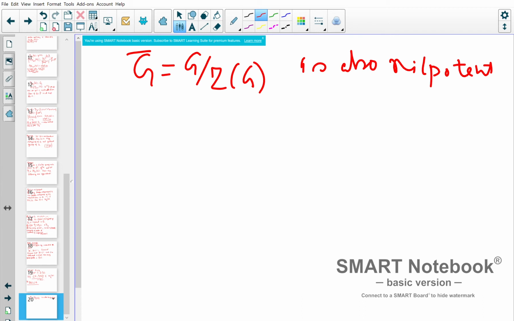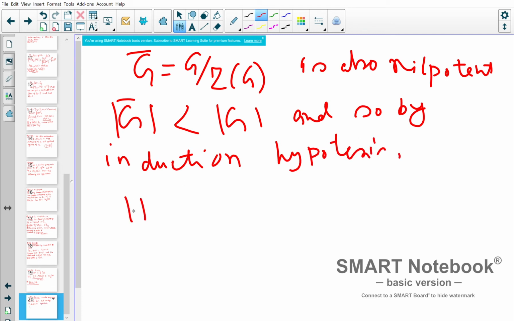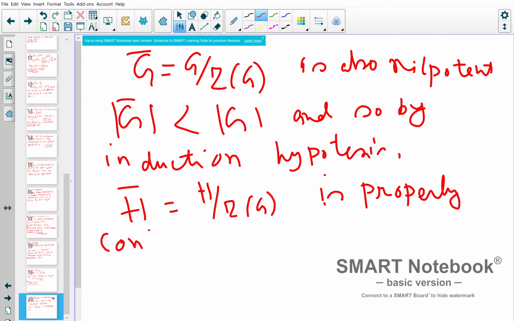What does that mean? That means you have a nilpotent group, and the order of G bar is less than the order of G, and so by the induction hypothesis, H bar is properly contained in the center of... H bar is properly contained in the normalizer of H bar in G bar, right?